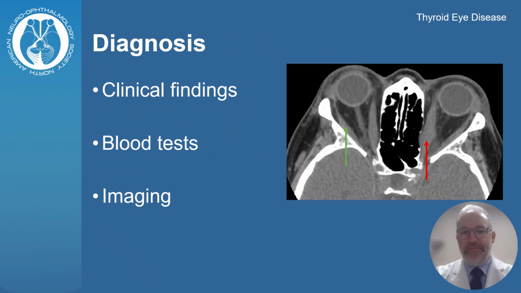The diagnosis of thyroid eye disease is based primarily on clinical findings, but it can be supplemented by blood tests such as thyroid hormone levels or checking for certain thyroid antibodies. Imaging of the eye sockets can also be helpful. As seen in this figure, there is a relatively normal size eye muscle on the left indicated by the green arrow, whereas a muscle affected by thyroid eye disease becomes enlarged and swollen as indicated by the red arrow.